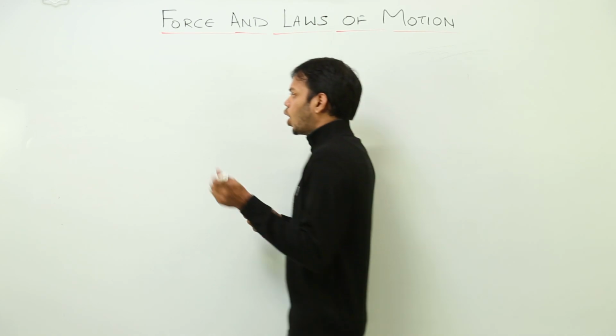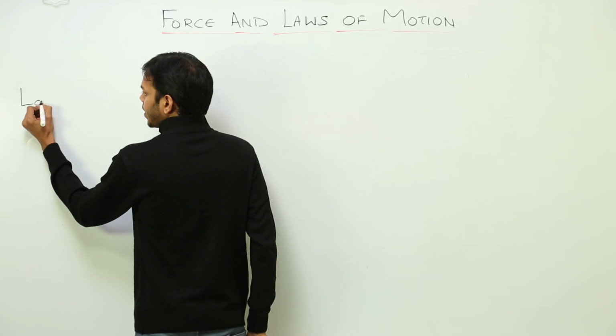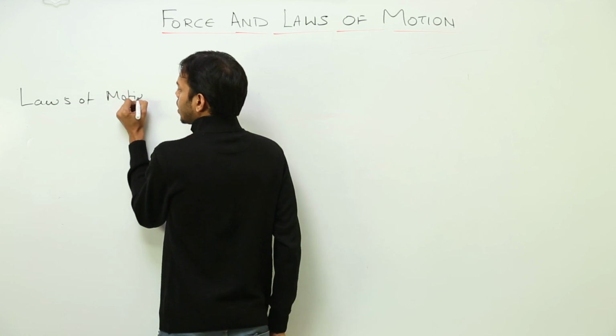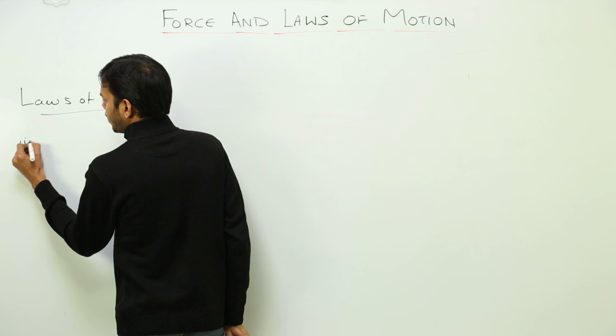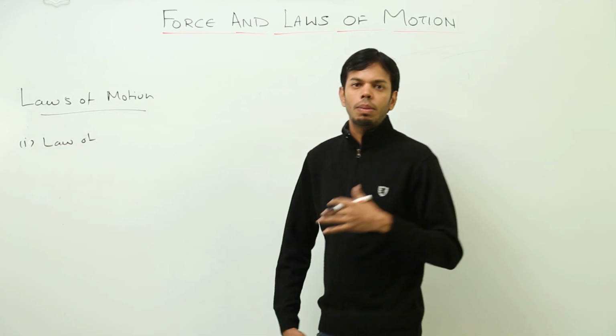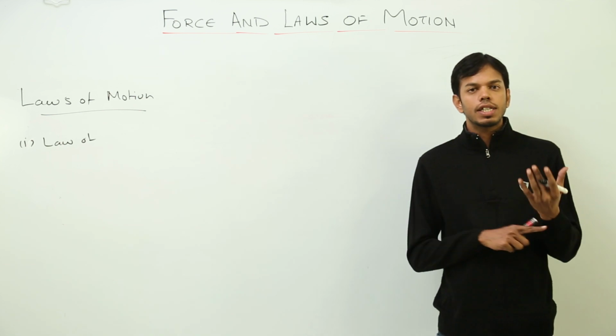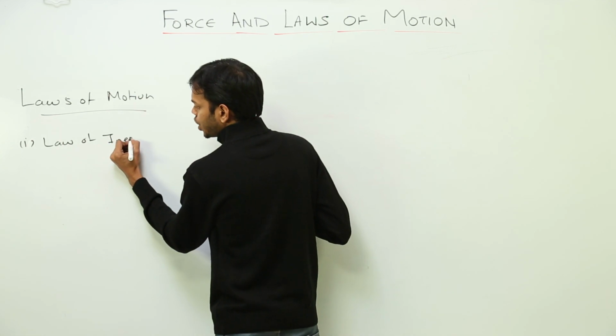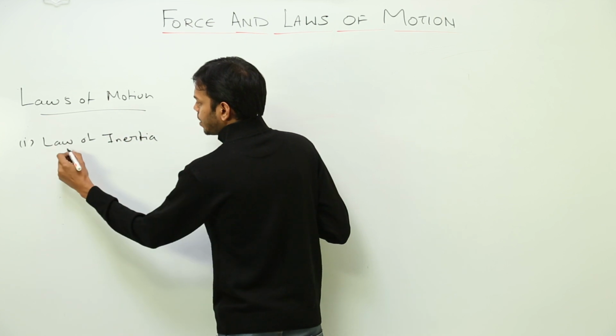So starting with laws of motion, these are called Newton's laws of motion. There are three laws. The first one is also called the law of inertia, otherwise the normal names are Newton's first law of motion, Newton's second law, Newton's third law. But the first law is also known as the law of inertia because of its statement.